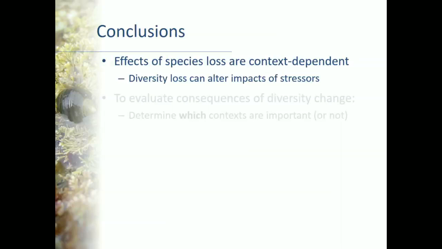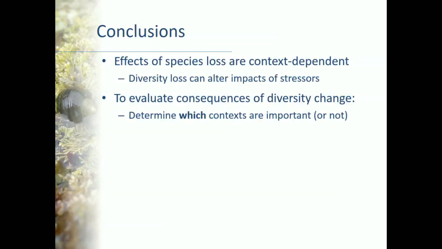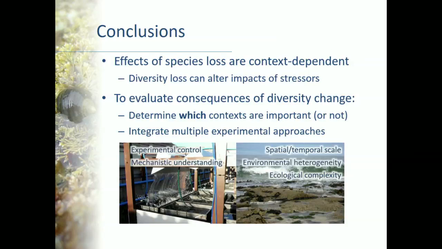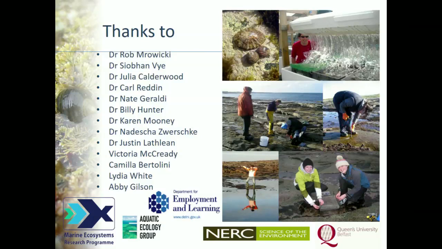So to evaluate the consequences of diversity change, we need to determine which contexts are important for which species and which levels of functioning. And we do this by integrating multiple experimental approaches to get at the mechanisms in highly controlled experiments, then going out into the field to introduce more levels of ecological complexity and more realism into the system. So I think that I'll just thank all of the people who've helped and participated in all these experiments.